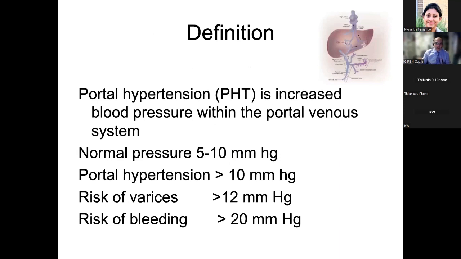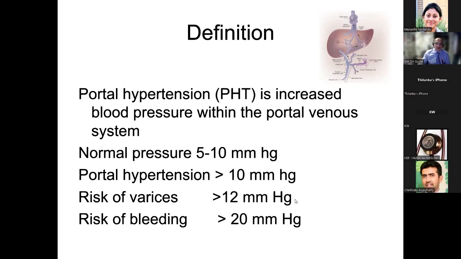So portal hypertension is defined as an increased blood pressure within the portal venous system. As you can see, the portal venous system is formed by the splenic vein and the superior mesenteric vein, which join to form the portal vein and then branch into the right and left branches within the liver. Normal pressures are thought to be 5 to 10 millimeters of mercury. Portal hypertension is defined as when it is greater than 10 millimeters of mercury. And then there are some definitions of pressures, which can vary whether you are talking about portal pressure, hepatic venous wedge gradient pressure, or splenic pulp pressure.